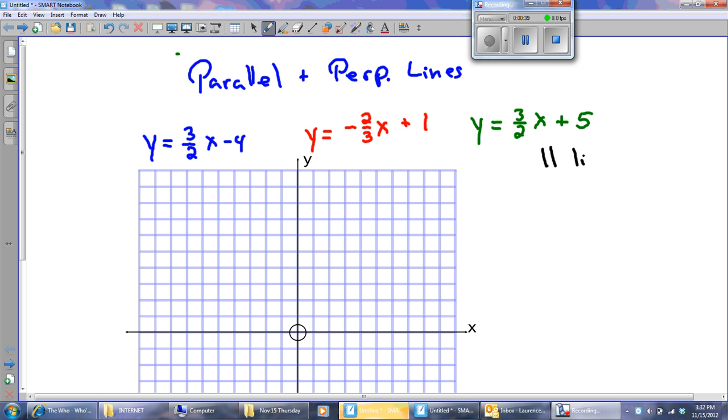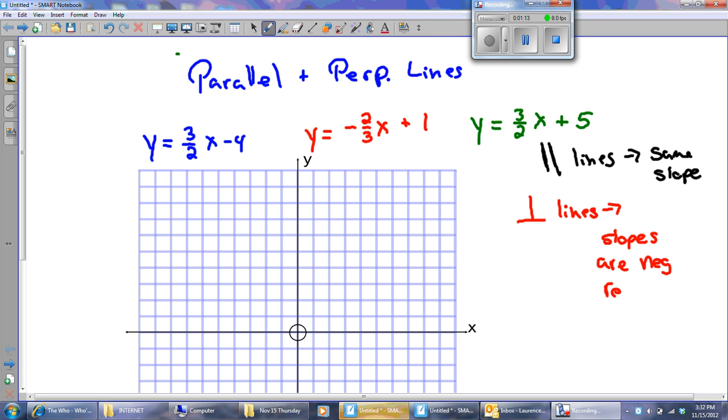Parallel lines. That does not mean 11. That is the symbol for parallel. Parallel lines have the same slope. So if you know the slope of one line, and you know another line is parallel to it, they must have the same slope. And perpendicular, there's a symbol for perpendicular lines. Their slopes are negative reciprocals, which means you flip the fraction and change the sign.